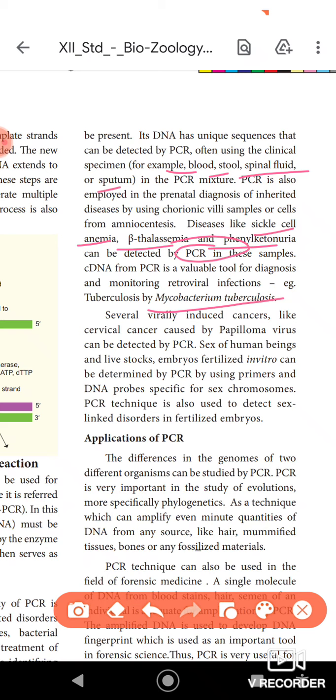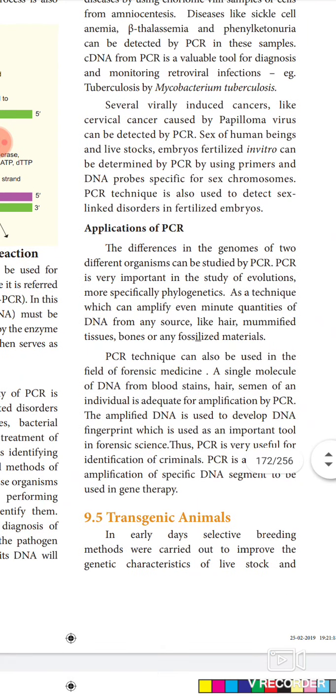What are the other uses of the PCR? The sex of the human being can also be detected with the help of the PCR. So that is an important thing. And finally, application of PCR. What is the important application?